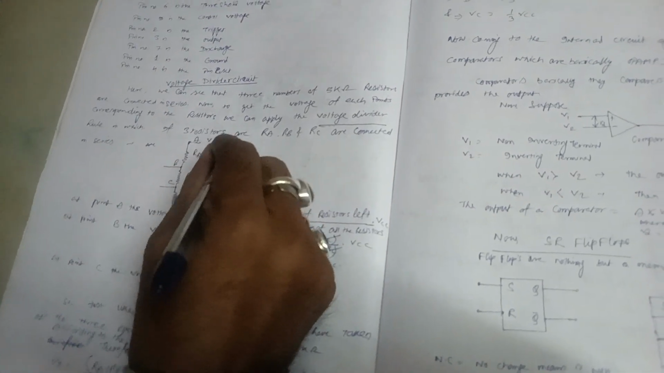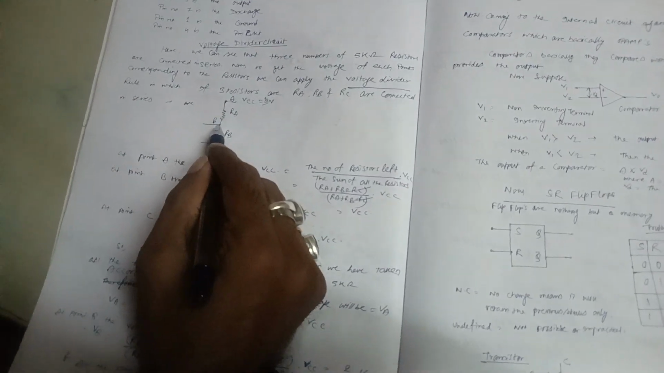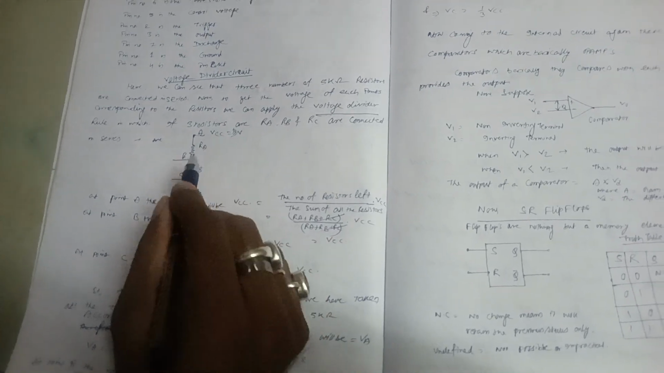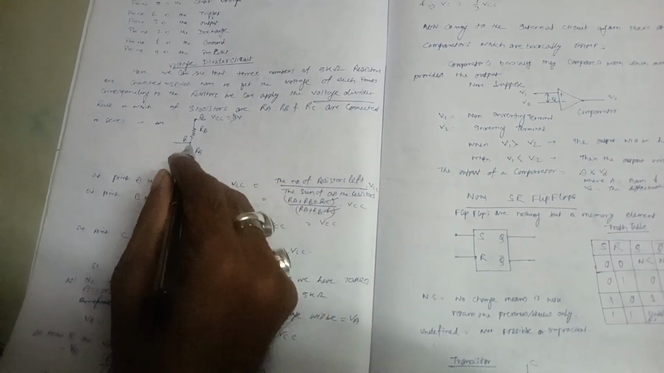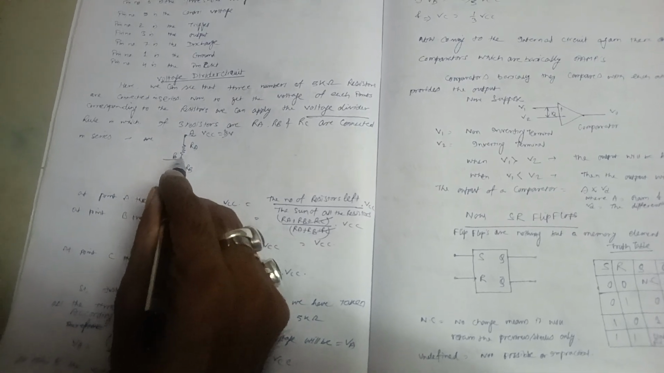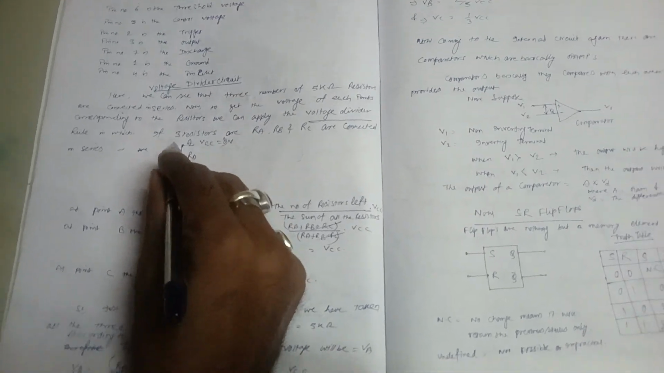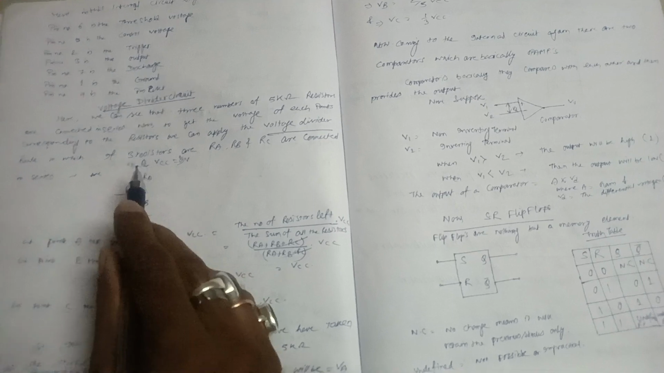Now suppose VCC is plus 9 volt, the supply voltage. If I want to find the voltage at point B, what do we need to do? The formula is simply based on the number of resistors left. Suppose this is VB, this is VC, and this is VA. VA, VB and VC are the respective voltages at points A, B and C.